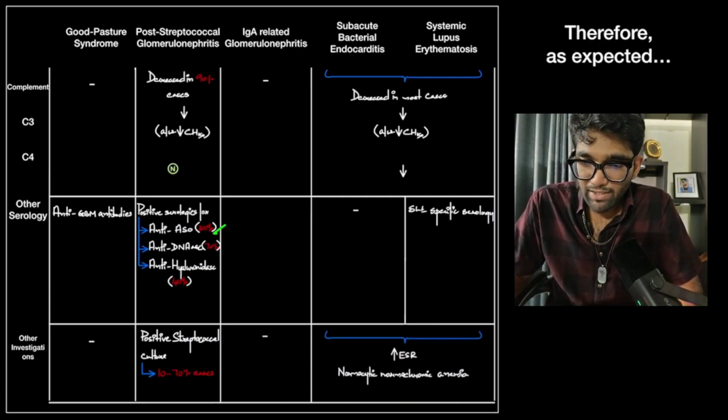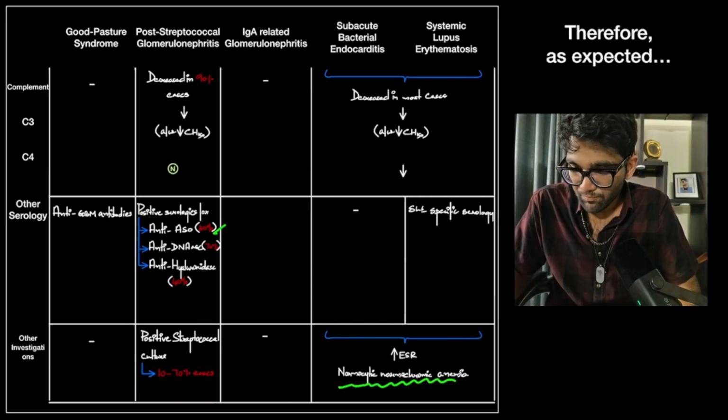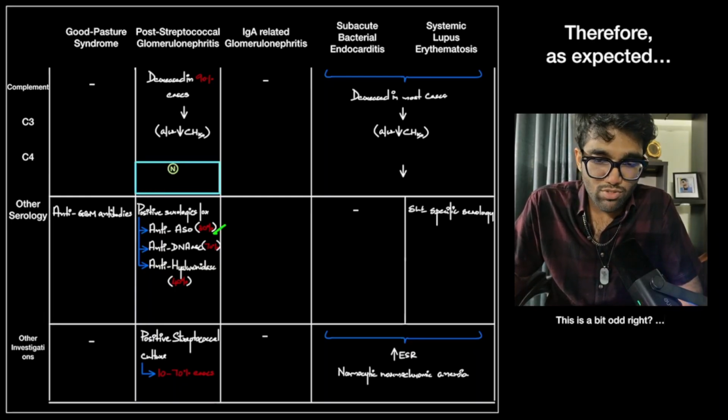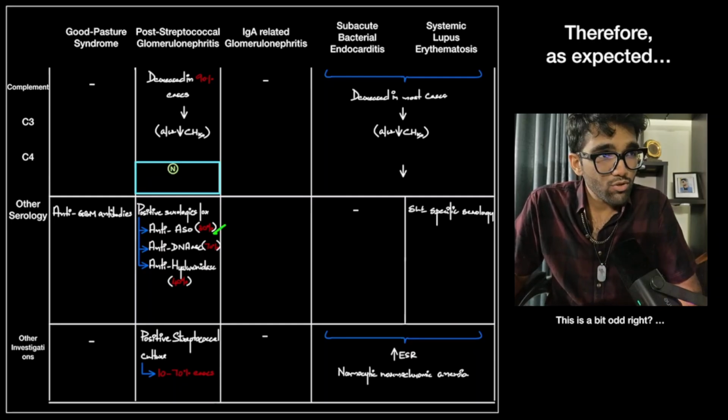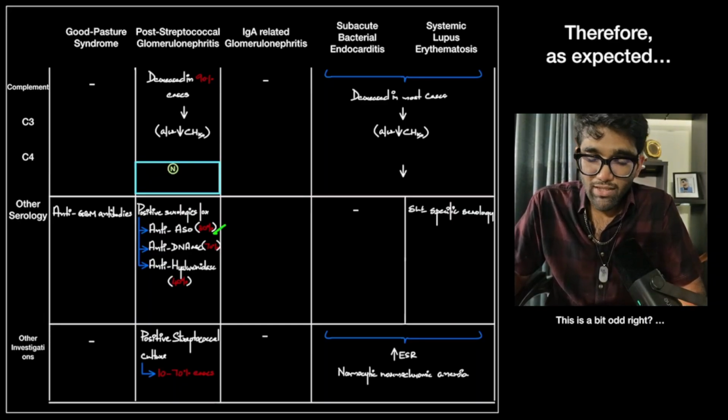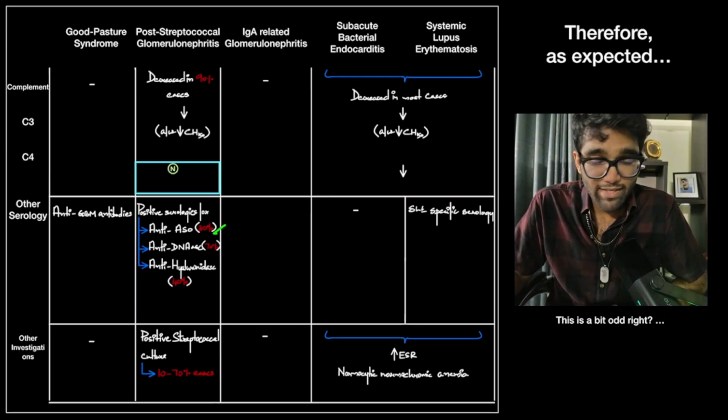Now, in case of subacute bacterial endocarditis and SLE, you usually also have a normocytic normochromic anemia and an elevation in ESR. Now, see, the normal C4 in case of post-streptococcal glomerulonephritis is a little bit, I would say, unsettling. Okay, so the thing is that post-streptococcal glomerulonephritis is due to IgM and IgG antibody deposition, and IgM and IgG antibodies activate the classical complement pathway. The classical complement pathway uses up both C3 and C4, so you should be experiencing a reduction in both C3 and C4, but for some reason the C4 here appears to be spared.